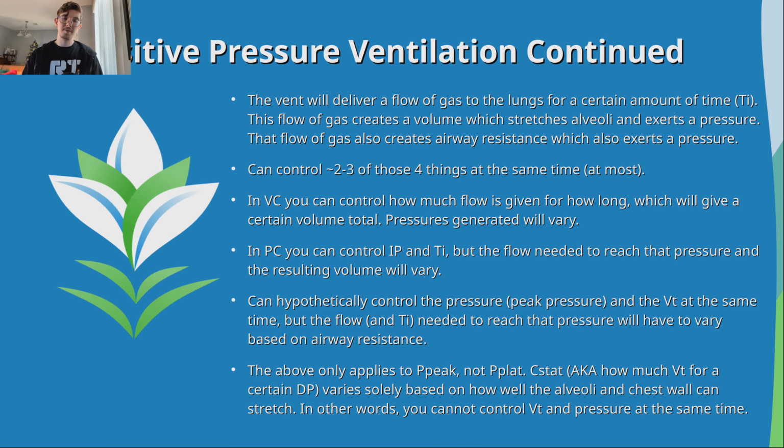Because think about it, let's say you have a flow of 60 liters per minute and an I time of 0.5 seconds. 60 liters per minute means 1 liter per second. With an I time of 0.5 seconds, you get a total volume of 500, right? Well, if you set your volume at 500, you can change the flow, but if you increase the flow, you have to shorten the I time. If you decrease the flow, you have to increase the I time, right?